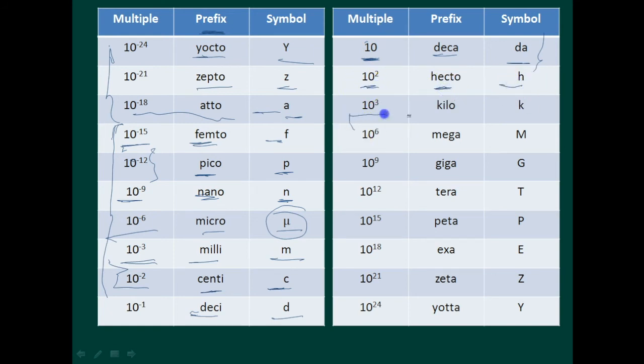10 to the power 3 is kilo, k. 10 to the power 6 is mega, M. 10 to the power 9 is giga, G. 10 to the power 12 is tera, T. 10 to the power 15 is peta, P.